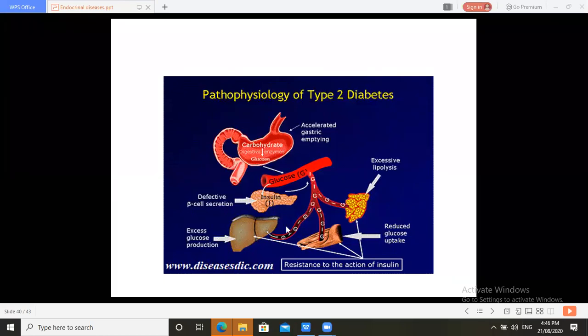This glucose enters that particular system. There is excessive lipolysis due to these increased glucose molecules, increased uptake of glucose molecules. Excess glucose production by the liver is also generated due to this reduced glucose uptake. So all these things are related to the resistance to the action of insulin.